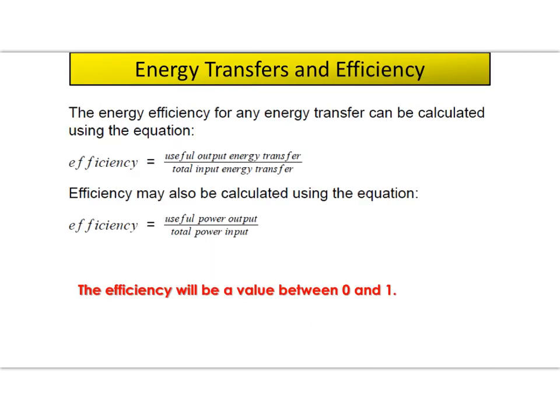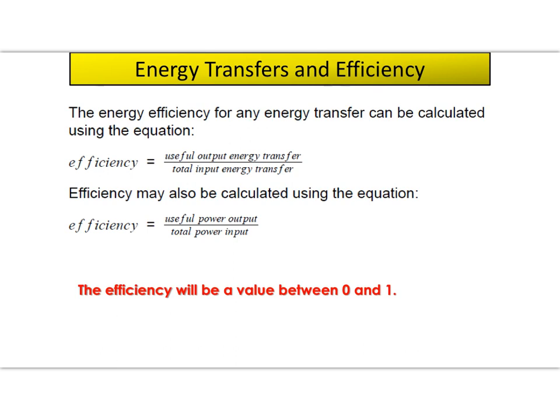It is sometimes useful to compare appliances, and one way to do that is based on their efficiency. The energy efficiency for any energy transfer can be calculated using the equation efficiency equals useful output energy transfer over total input energy transfer. You can also change the energy transfer to be power output or power input. So you get the second equation where efficiency is equal to useful power output over total power input. You're not given either of these equations in the exam, you need to learn them both.